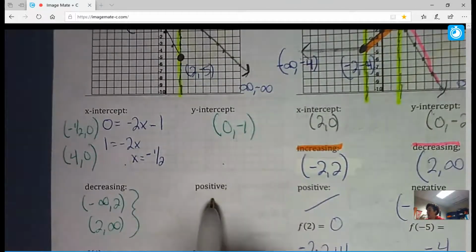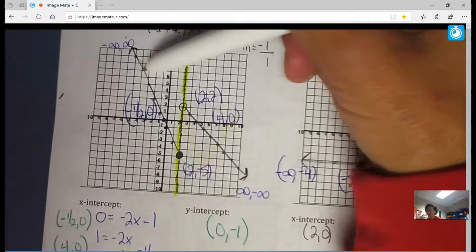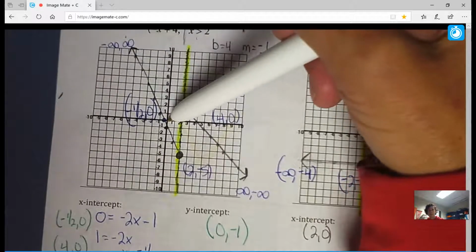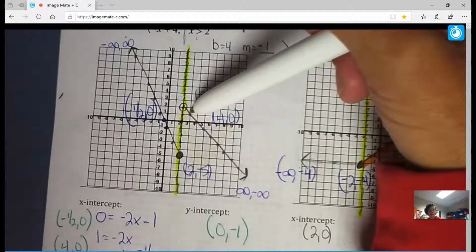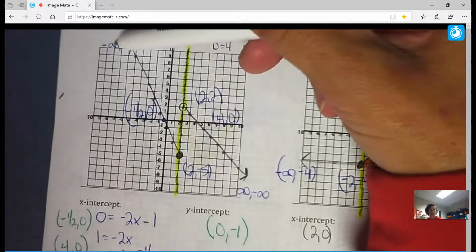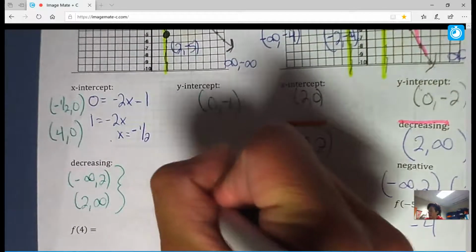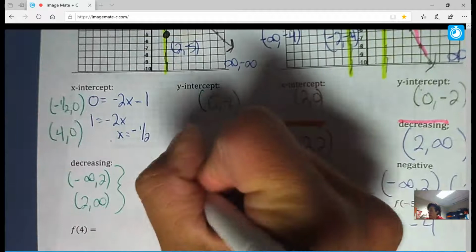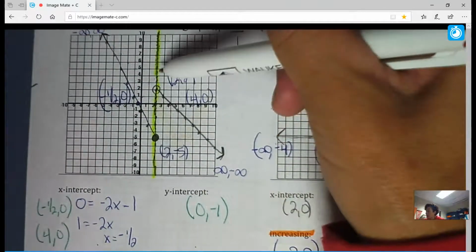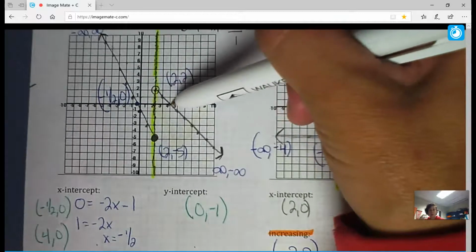All right, where is my graph positive? Where are the y's positive? So it's positive here until I get to that x-intercept. And then it has another little positive stretch here. So I'm going to give two answers. So from -∞ to -1/2. And then it has a stretch of 2 to 4.